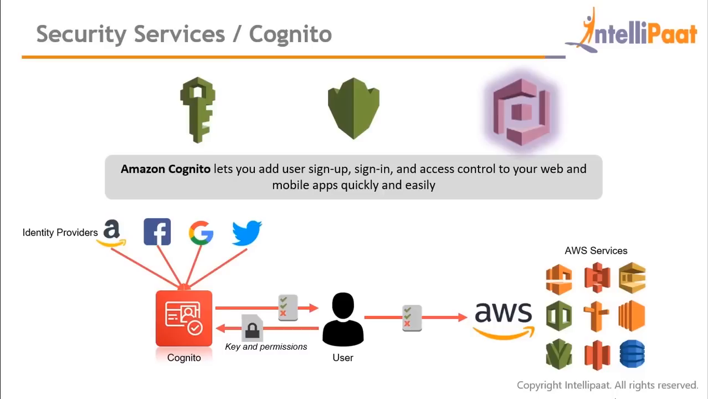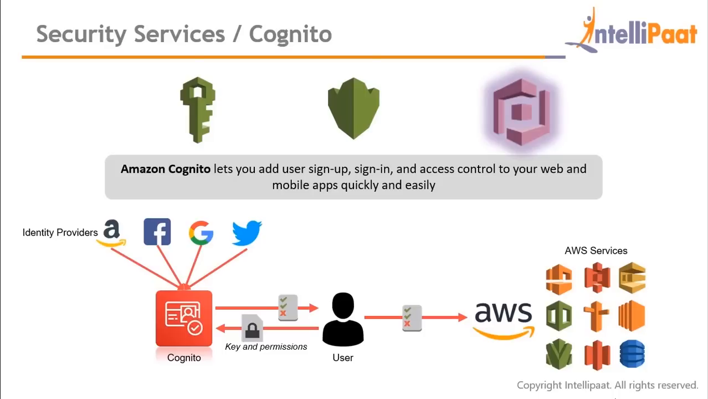In Amazon Cognito, there are two pools, user pools and identity pools. So what are user pools and identity pools? User pools is a user directory which provides sign up or sign in options for website or mobile application users. And identity pools provide AWS credentials to grant your users access to other AWS services.